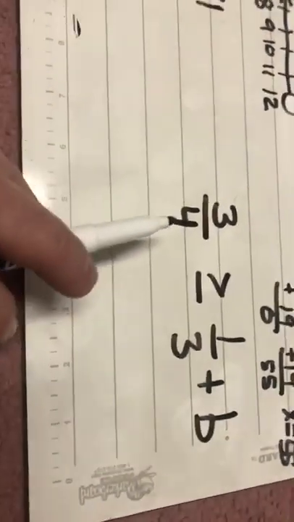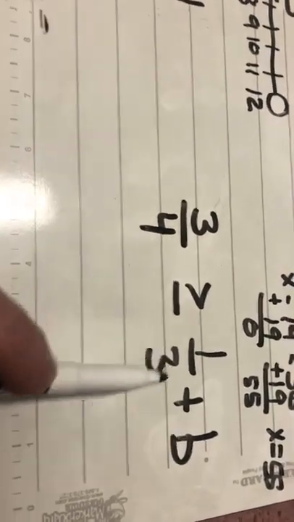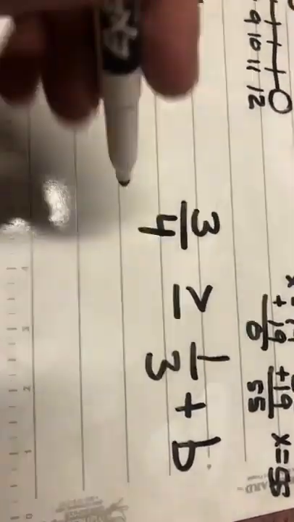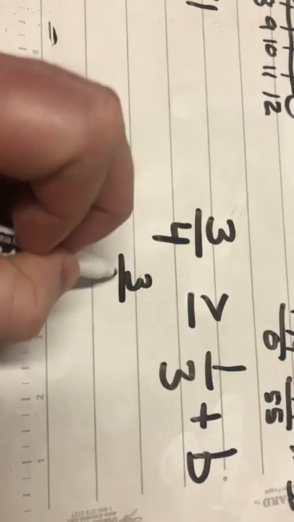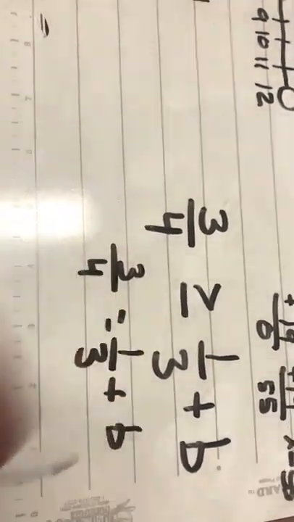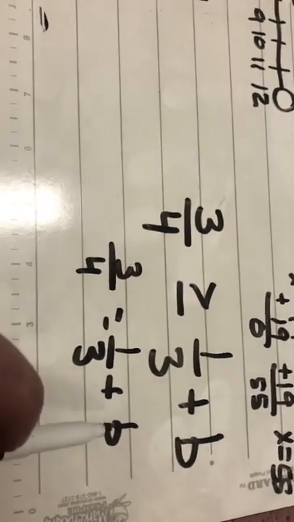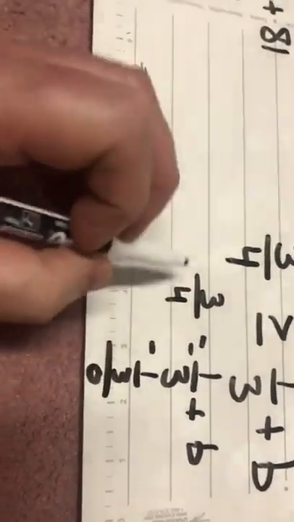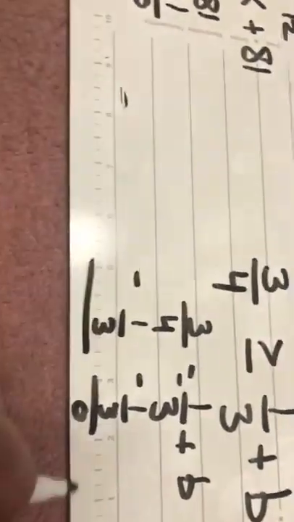3/4 is greater than or equal to 1/3 plus b. So once again, I'm going to set it up as 3/4 equals 1/3 plus b. I need to isolate b, so I'm going to subtract 1/3 from both sides. That's going to give me 0. I'm going to have to come over here and subtract 1/3.